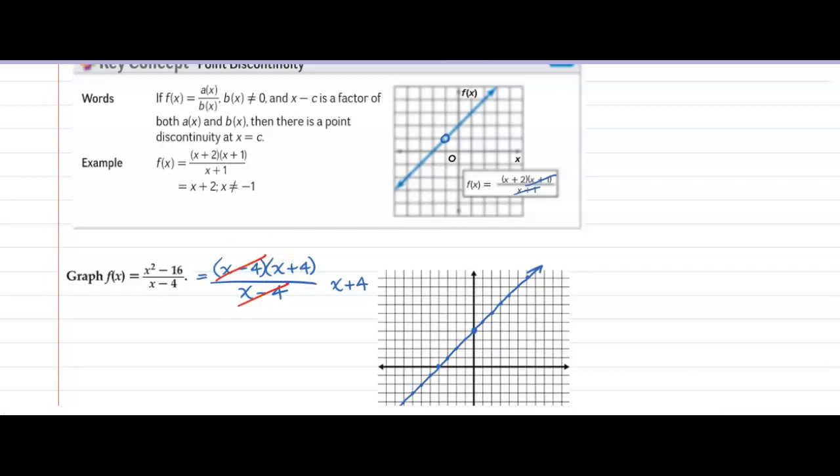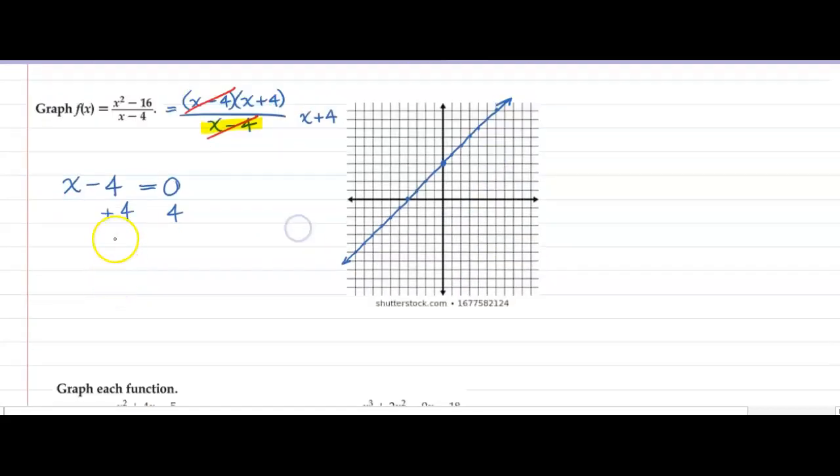We're going to zero in on our original denominator, x minus 4. It would be undefined when x equals 4. And that means that we're going to have a hole when x equals 4. 1, 2, 3, 4. There's a hole. And you need to make sure you draw a hole in your graph, or it would not be correct.